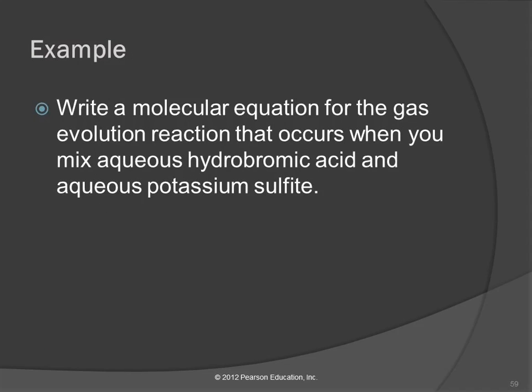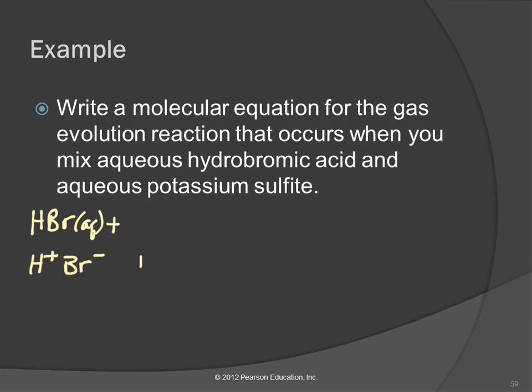Let's do an example. Write a molecular equation for the gas evolution reaction that occurs when you mix aqueous hydrobromic acid and aqueous potassium sulfite. Hydrobromic acid. What's the formula for that? HBr. Hydro tells us it's not an oxyacid. That's hydrogen and bromide. So that's HBr. That's going to be aqueous.